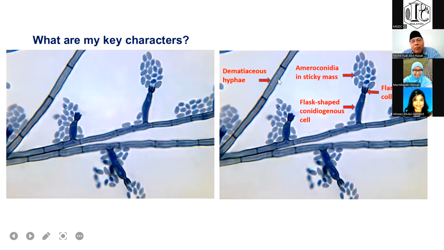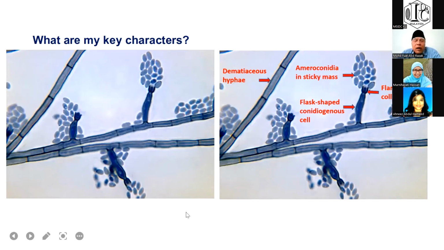So actually this fungus has several key characters. One is the hyphae, the dark hyphae. This dark hyphae is called the dematiaceous hyphae, and it has flask-shaped conidiogenous cells. So this is the cell that produces the conidia, and this is the conidia, but the conidia are in a sticky mass form, or we call it a ball of conidia. And there is also, at the end of this conidiogenous cell structure, what we call the collarette. And the collarette is flaring and darker than the conidiogenous cell.